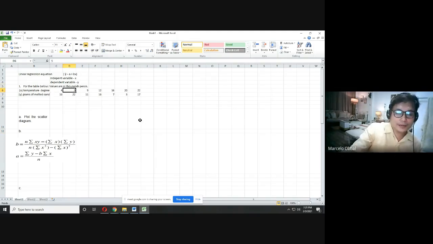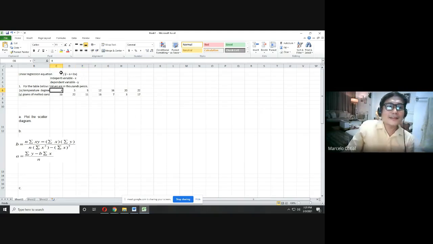Kapag 5 degrees Celsius, may natunaw na 22 grams. Kapag 9 degrees Celsius, may natunaw na 11 grams. Parang hindi yata realistic, no? Hindi na realistic, eh. Let's say, mag-add ako dito ng 2.